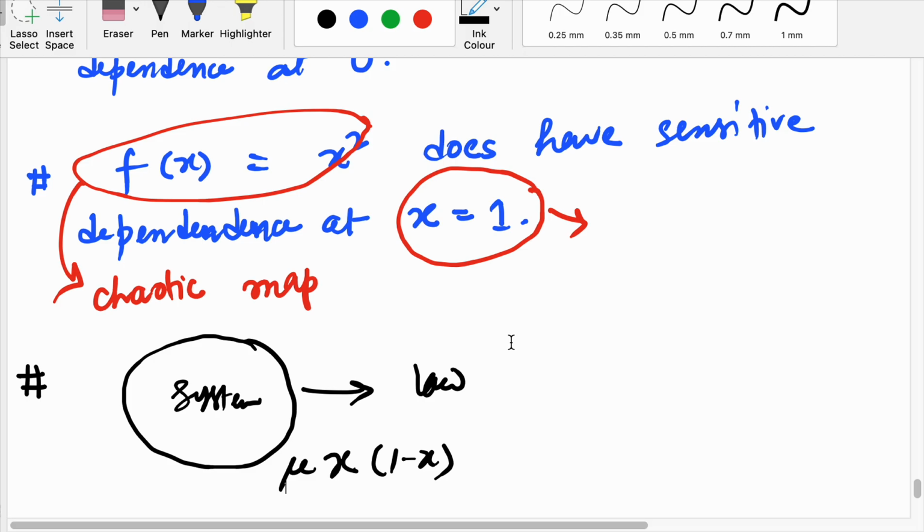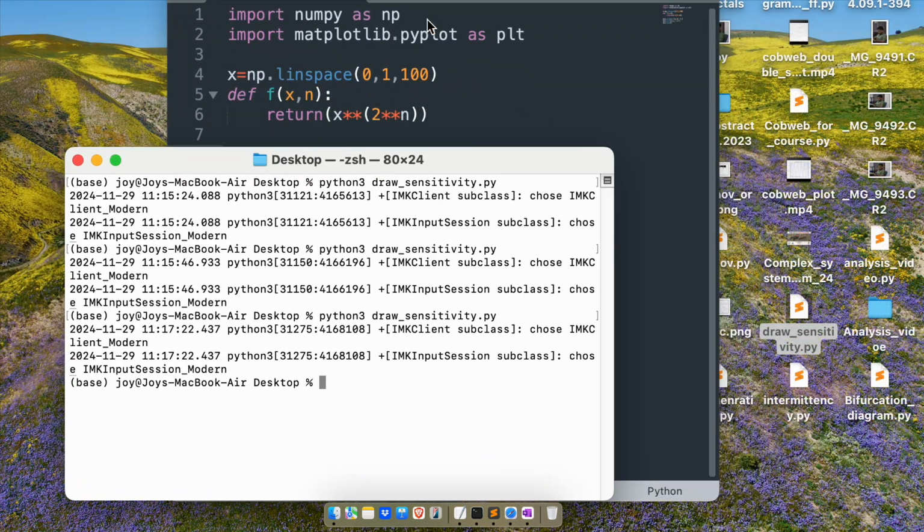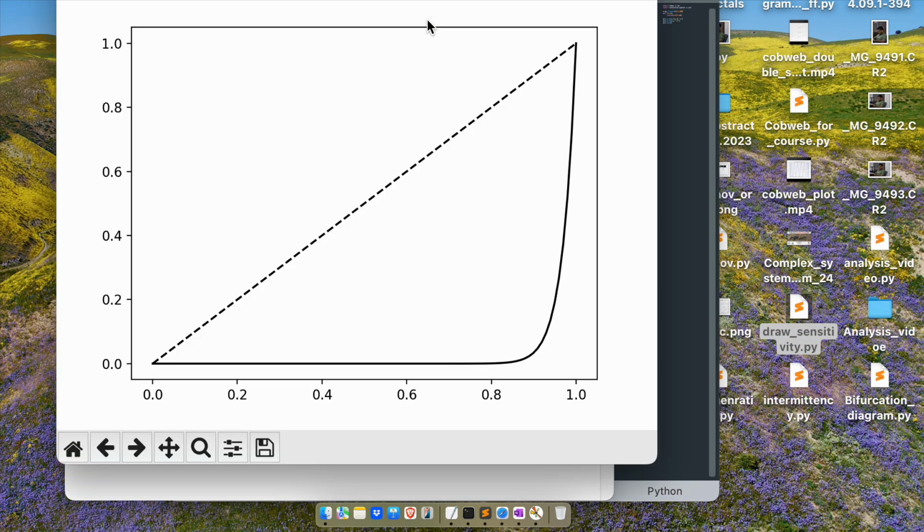And why is that? The reason is that it's only steeper around x equal to 1. Let me draw it again here. It only becomes more and more steep at x equal to 1. It does not become steeper at any other point. It remains flat, close to 0, at every point apart from 1.